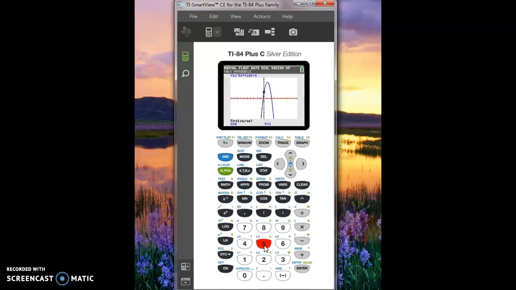So if you choose 5 for intersect, then move your blinker so that it's close to that point of intersection, or that x-intercept that you're looking for. You can hit enter 3 times and get that same value, that 2.26 seconds.